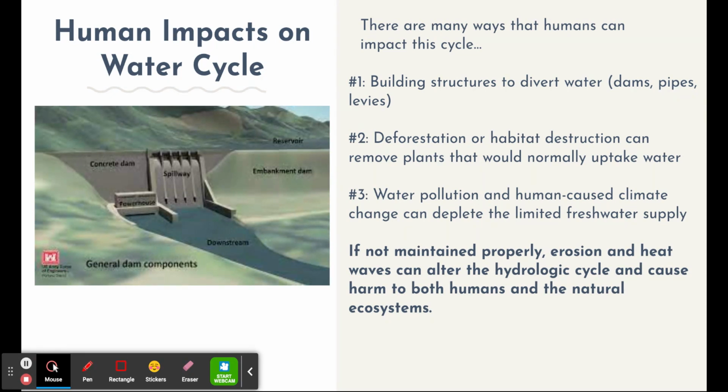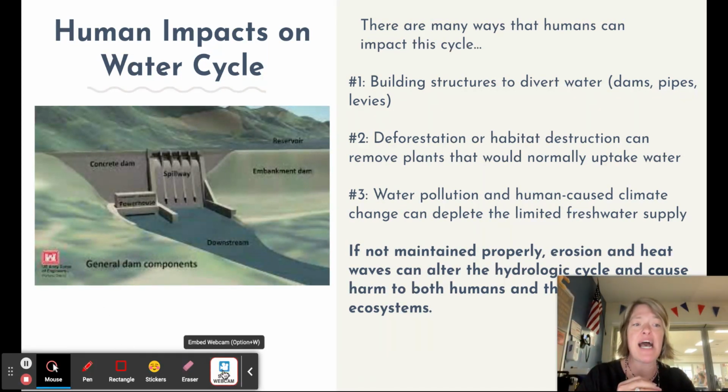The second thing that humans do is we either cut down trees through deforestation, or there's some other type of habitat destruction. For instance, maybe we're building homes, and so we destroy some wetlands. And this can actually remove plants from their native or natural habitat. And this actually changes what is happening with the water. So instead of the plants using some of that water through uptake, now it's going to be moved, or it's just going to change the process. The water cycle is going to change.